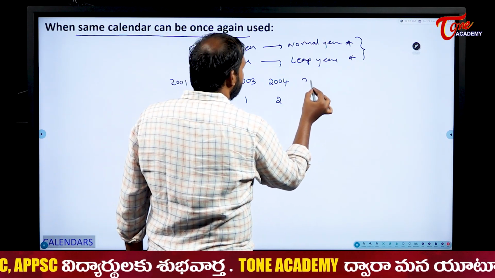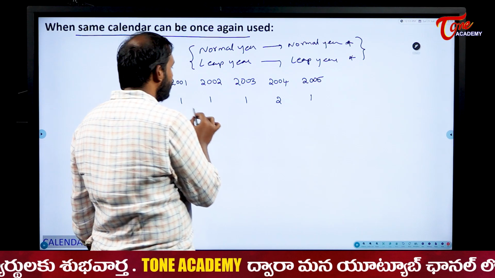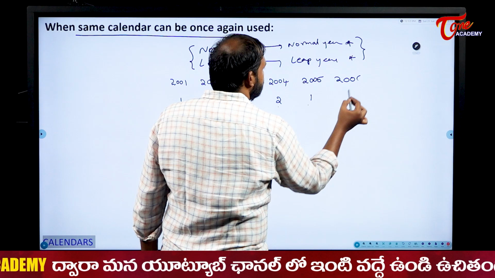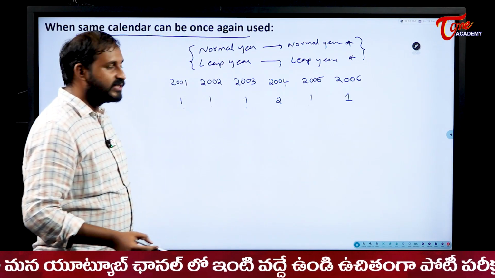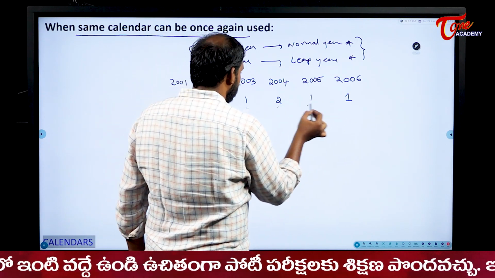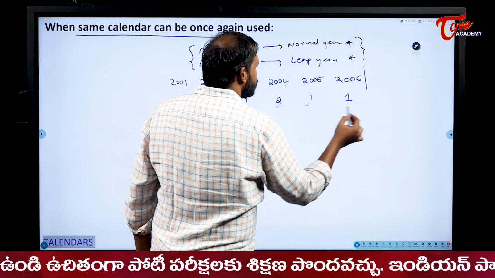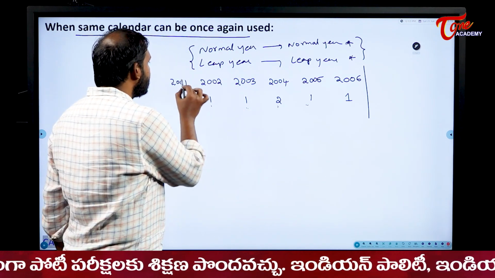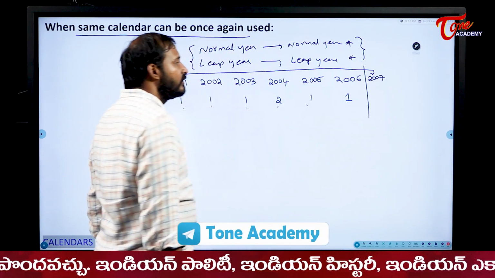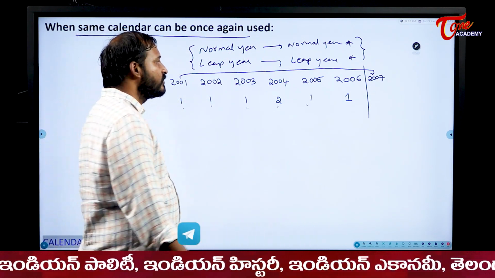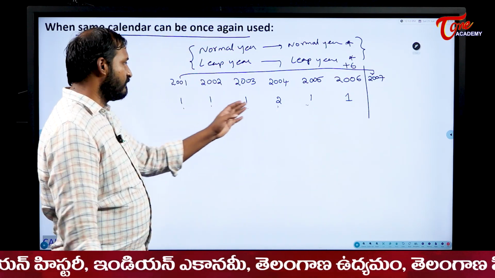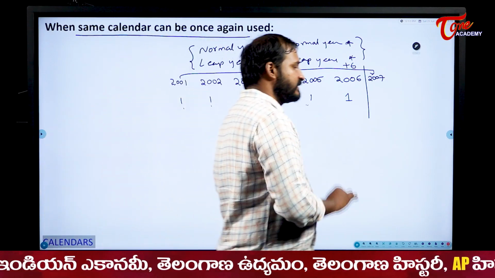Next, 2005, 1. So now here 1, 2, 3, 4, 5, 6. Next 2006, 1. Now see here 1, 2, 3, 4, 5, 6, 7. So I got the sum 7, right. That means I can use the calendar of 2001 once again in 2007. So it is plus 6. Sir, how are you telling? Why are you writing 1, 1, 1, 2, 2, 1, 1 and writing plus 6 and 2007?